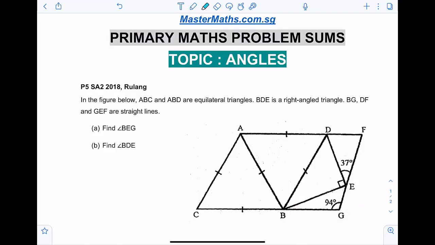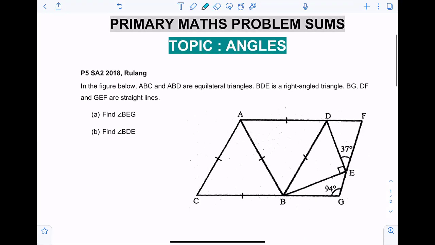In the figure below, ABC and ABD are equilateral triangles. Now, what are equilateral triangles? These are triangles that have all sides equal to each other. Okay, all angles are also equal to each other as well.